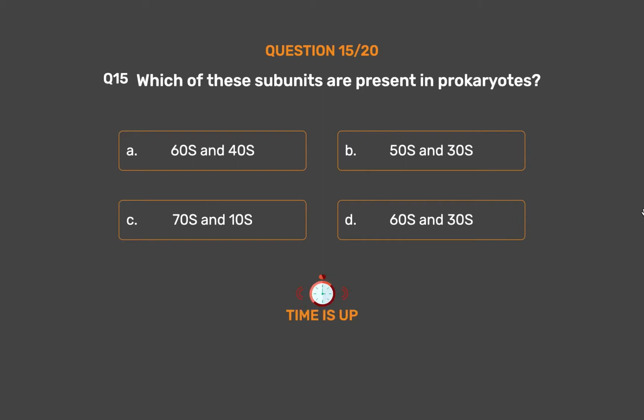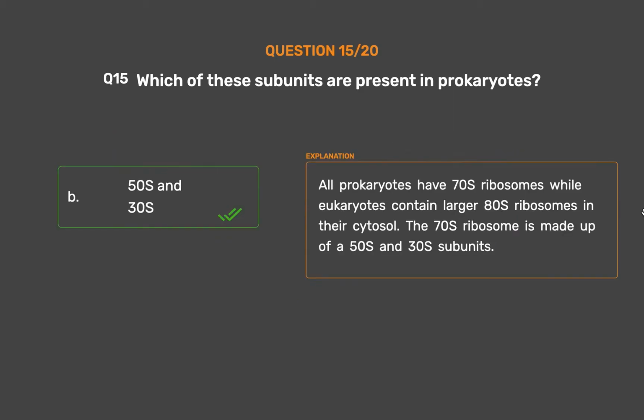The correct answer is option B, 50S and 30S. All prokaryotes have 70S ribosomes, while eukaryotes contain larger 80S ribosomes in their cytosol. The 70S ribosome is made up of a 50S and 30S subunits.